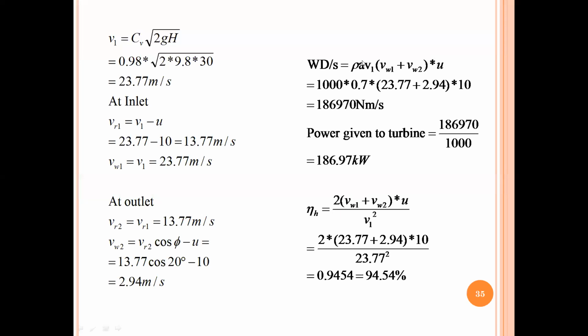So after the power is calculated, my next step is to calculate the hydraulic efficiency. It is given by the formula 2 into VW1 plus VW2 into U divided by V1 square. So if I substitute the values here, I'll be getting the efficiency as 0.9454, that is equal to 94.54 percent.